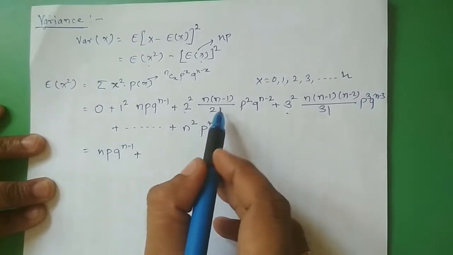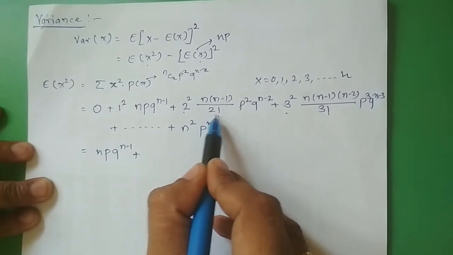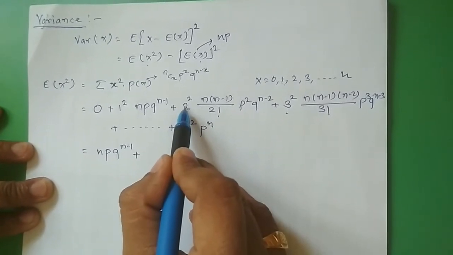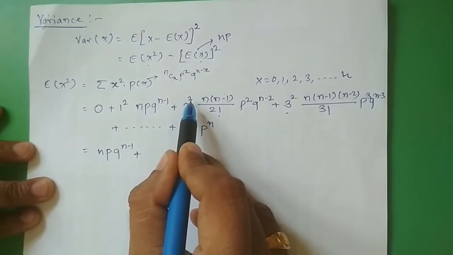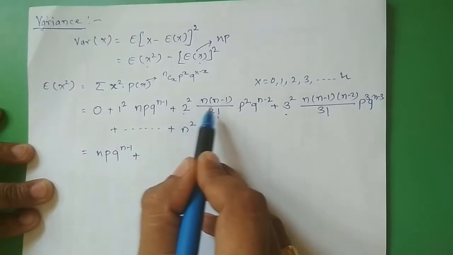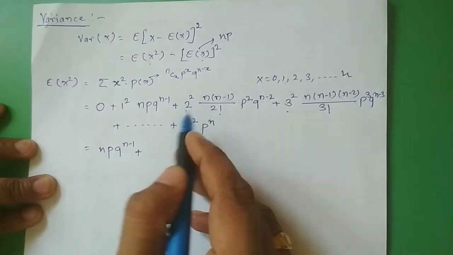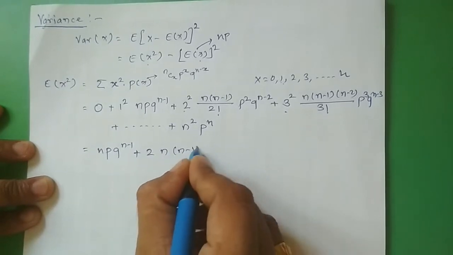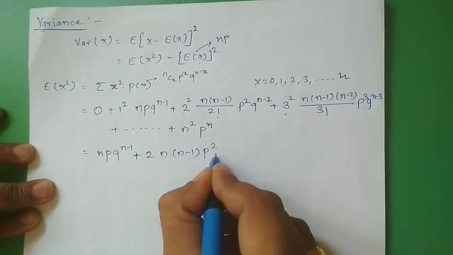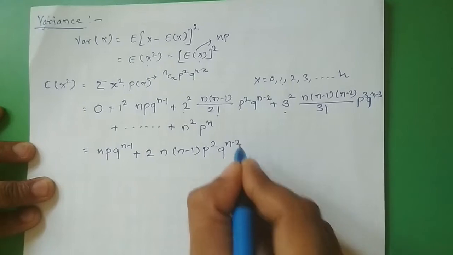Then in the next term, 2 factorial is always equal to 2, and 2 square is equal to 2 times 2, so we can cancel out one of the 2s. So what will remain? It's 2 n(n minus 1) p square q raised to n minus 2.